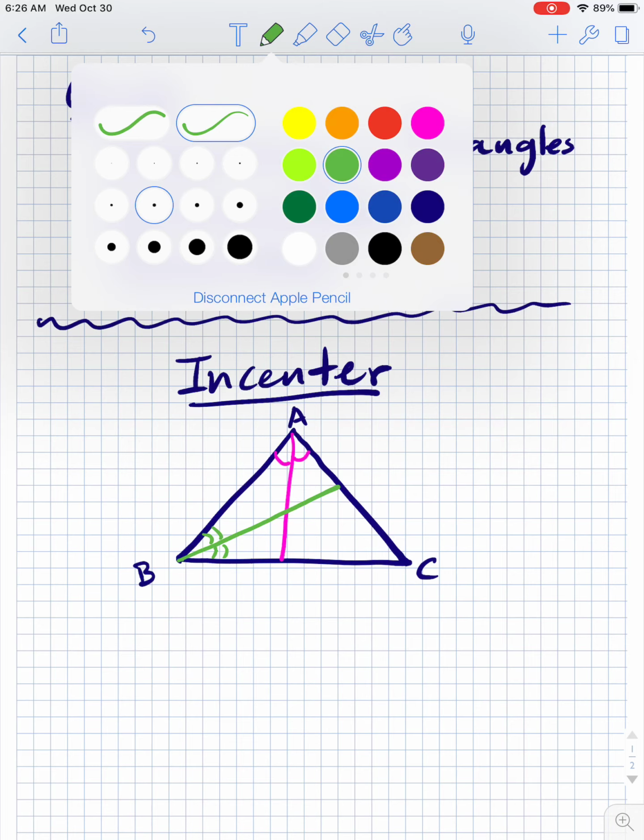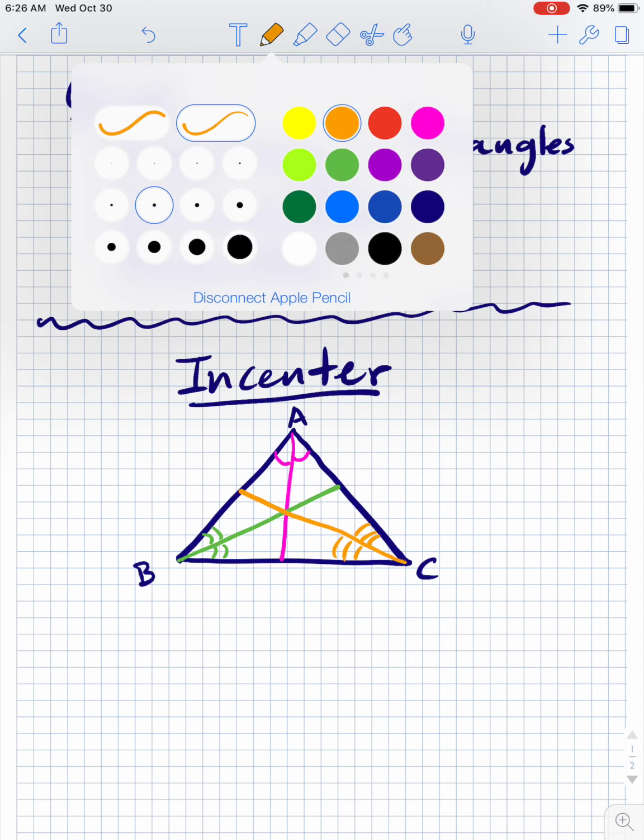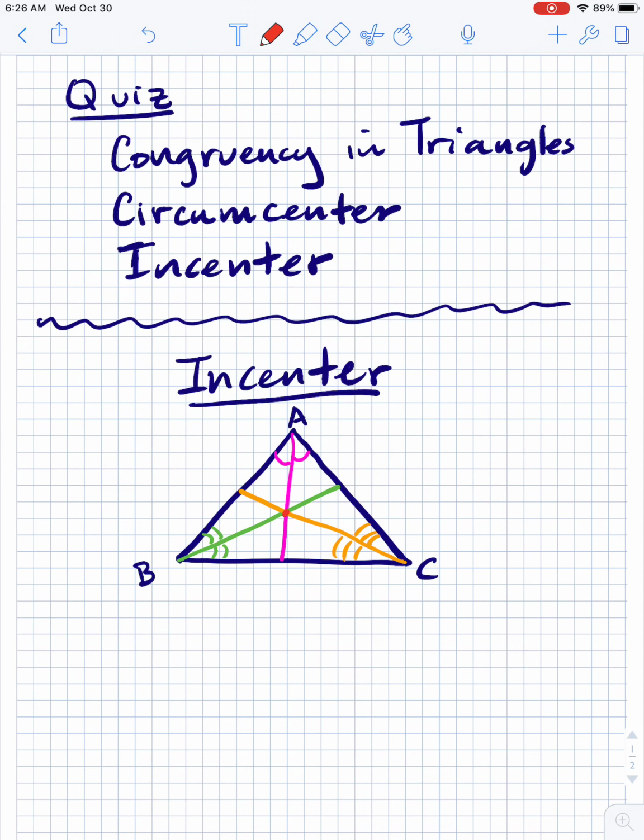And then same thing with angle C. I make an angle bisector, which means that this angle is congruent to this other angle. Okay. This point where they all come together, right here, that red point is the incenter.